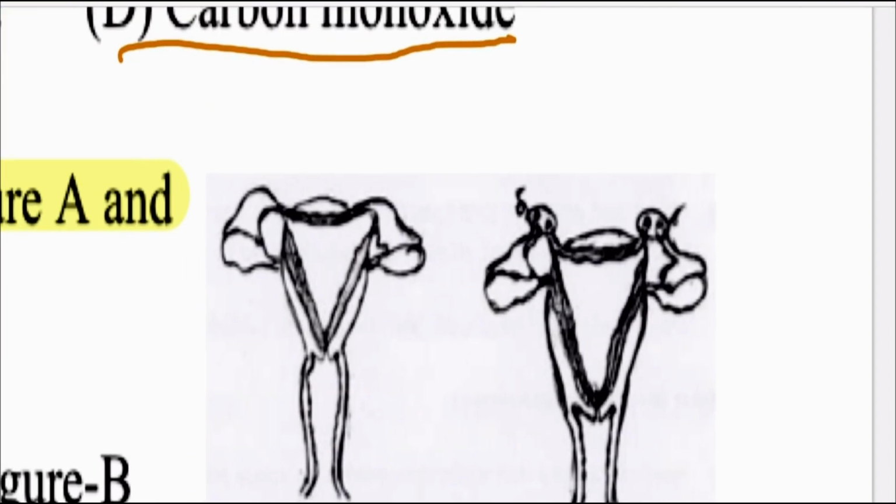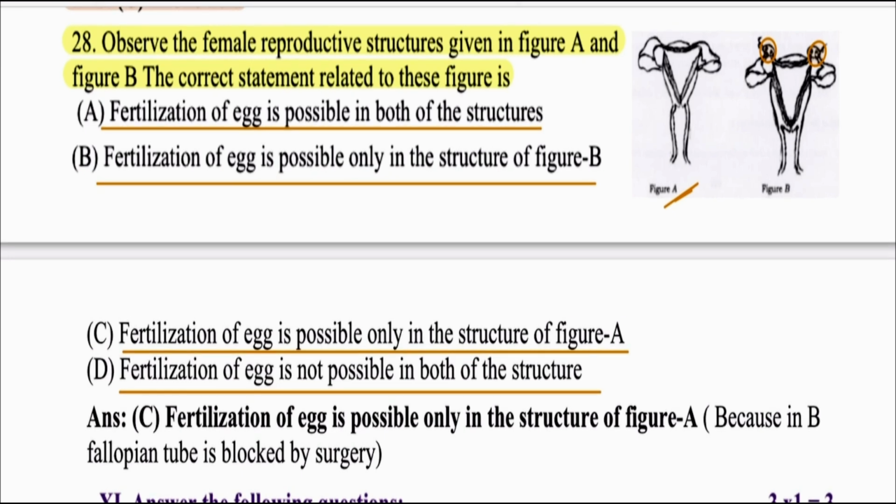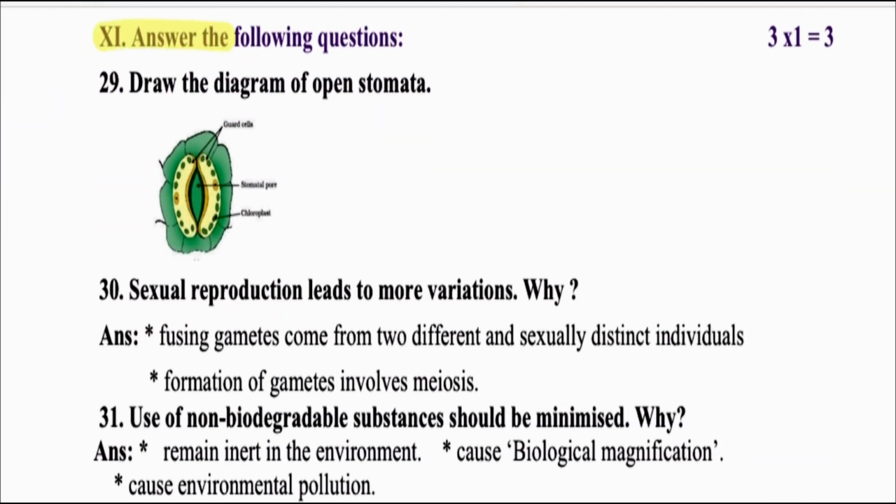As you can see in this figure, here it is blocked by the surgery and only in figure A it happens. So the answer will be option C, fertilization of egg is possible only in the structure of figure A, because in B, the fallopian tube is blocked by surgery. Next, 11th main, answer the following questions.